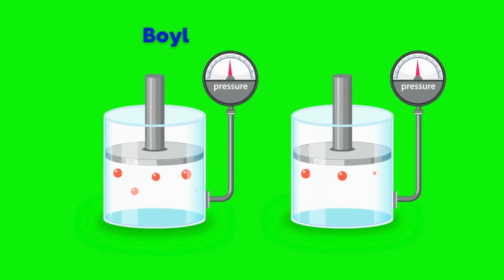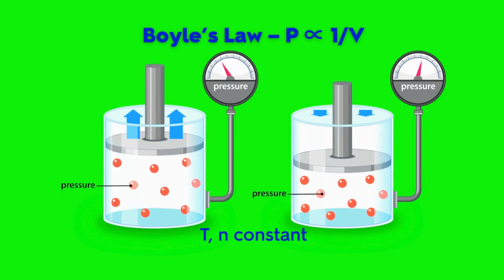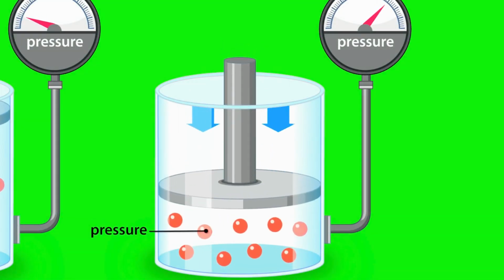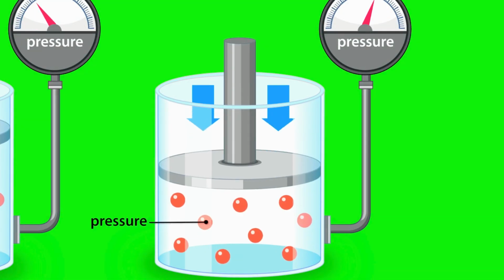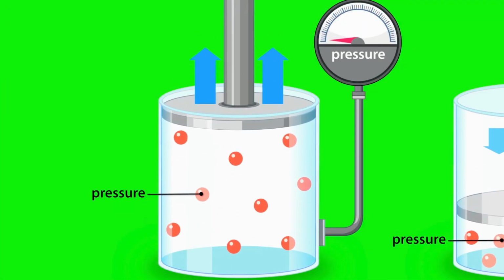First, Boyle's law. At constant temperature and amount of gas, pressure is inversely proportional to volume. In other words, squeeze the volume, and the pressure rises. Meanwhile, let the volume expand and the pressure drops.